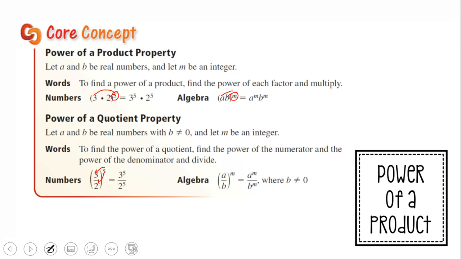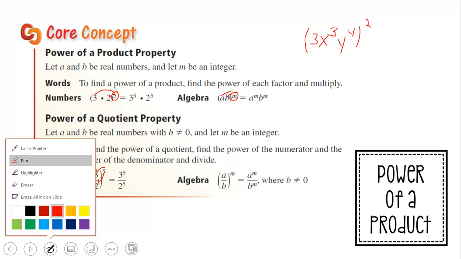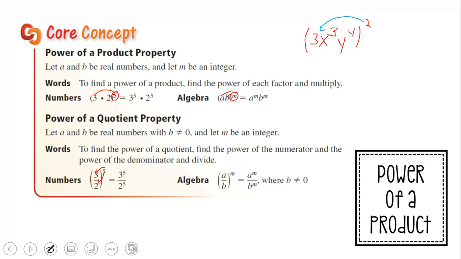So it might be easier for you to see an example that has multiple parts. So say we have 3x cubed y to the 4th, and we're raising this all to the 2nd power. That 2 is going to go to everything. It's going to go to the 3, it's going to go here to the x, and it's going to go here to the y. So we end up getting 3 squared, power to a power here, x to the 6th, y to the 8th. And you would get 9x to the 6th, y to the 8th as your most simplified version. So notice that exponent is going to every single part.